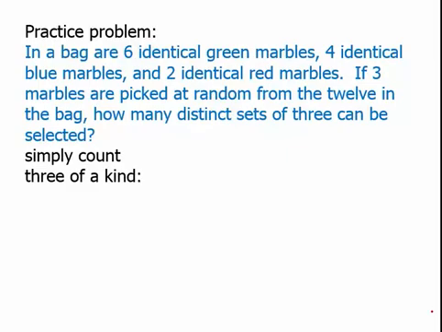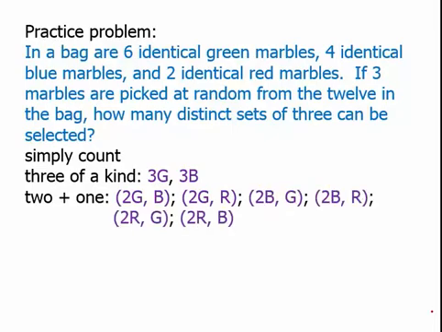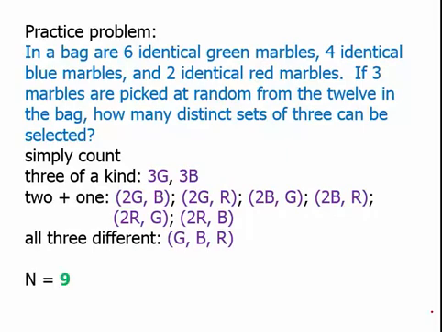How many can we have 3 of the same color? So we could have 3 greens or we could have 3 blues. We can't have 3 reds because there aren't 3 reds. If we have 2 of one color and 1 of another color, well, we could have 2 greens with one of the other colors, 2 blues with one of the other colors, or 2 reds and one of the other colors, or we could have 3 different colors. Those are all the possibilities right there. And so that's 9 possibilities.